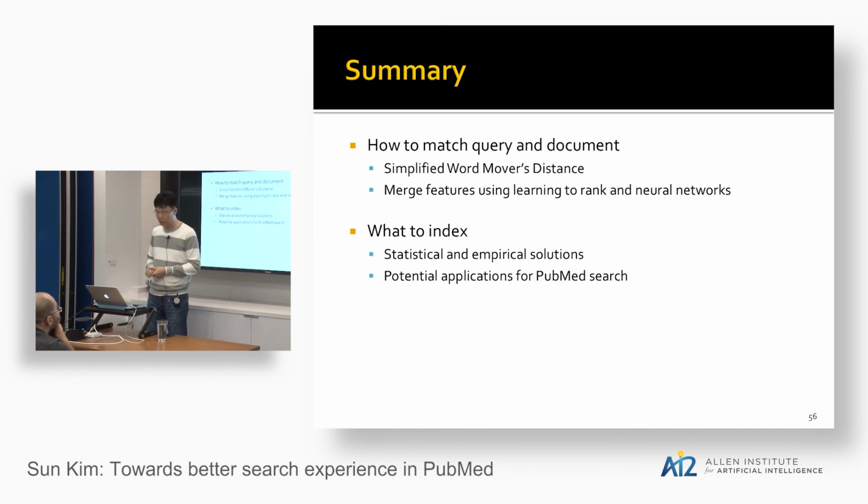To summarize, for how to match query and document, we simplified word2vec distance for PubMed search, and we also tested learning to rank and neural networks for merging word2vec distance and other features. For what to index, we applied a statistical and empirical solution to obtain a phrase set, and I briefly discussed potential applications for PubMed search.